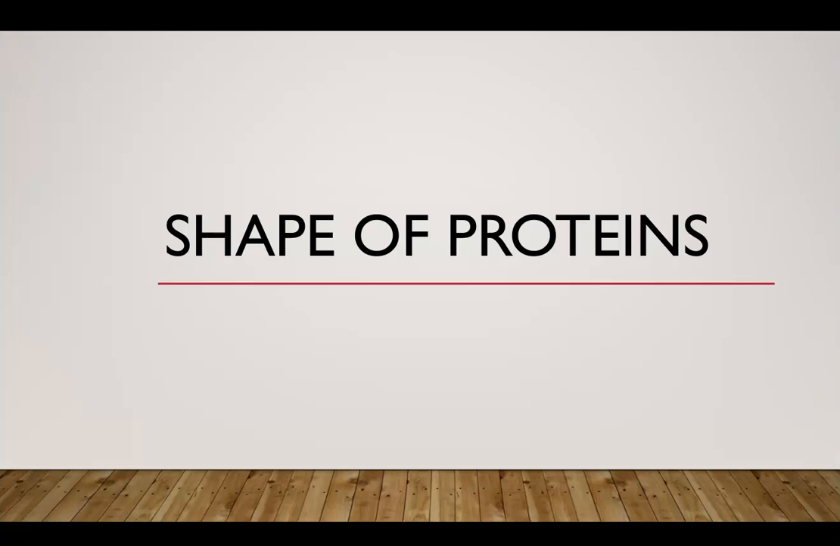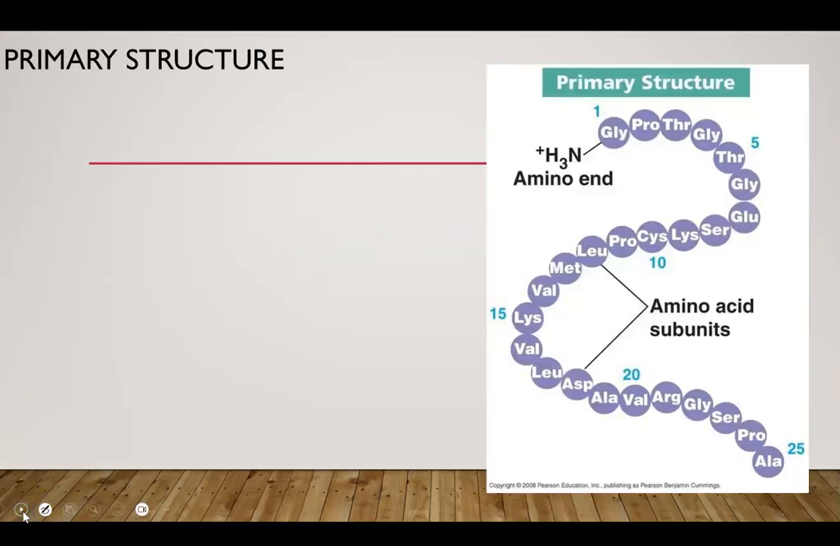This video is going to be about proteins and how their amino acids and the order of those amino acids dictates the shape of the protein, and we'll learn why that's so important to cells. Take a look at this picture with me. Here it says primary structure, and what we're taking a look at here is this chain of amino acids.